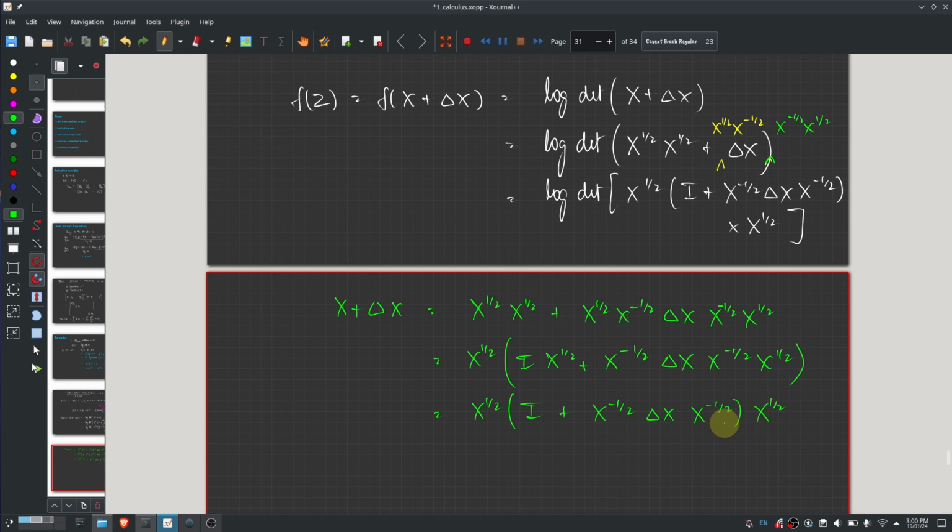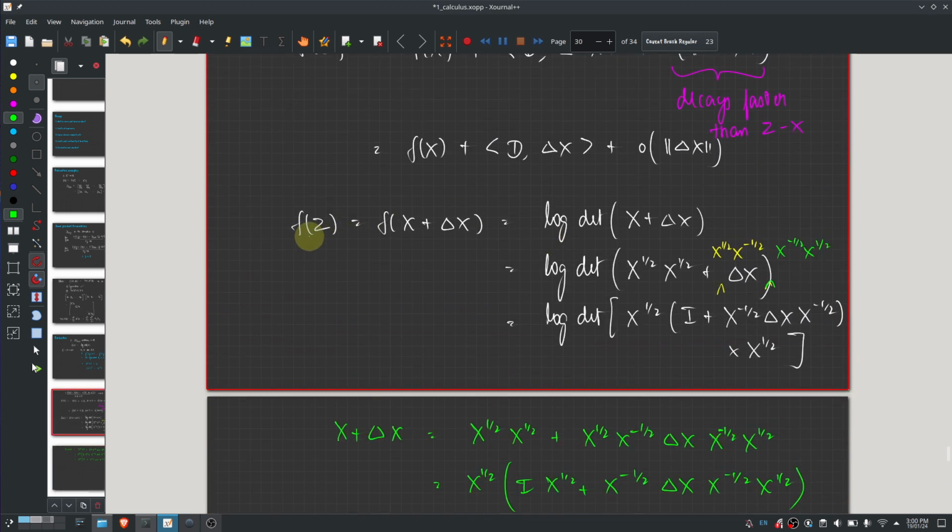Okay. Now, why am I going through all of this? Ultimately, I want to write f of Z as f of X plus something. Okay, so I need to get f of X, which is log determinant of X. I somehow have to get that term from this particular quantity. Now, just by looking at this, can I get log determinant of X?